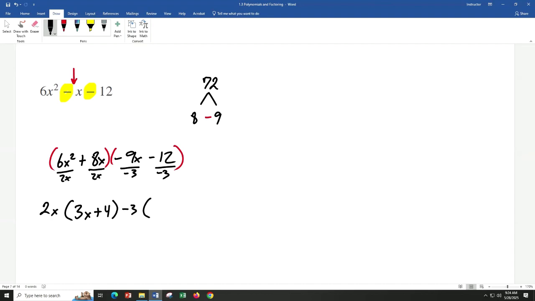Negative and negative make positive. 9 divided by 3 is 3. Leave the x. And then how about a 4? And then look, those match. If those match, I can guarantee you've got it right. Then you come in here and finish it off: 2x minus 3, and then 3x plus 4. How would you check that? If you're worried, pull it back out, and you're good to go.